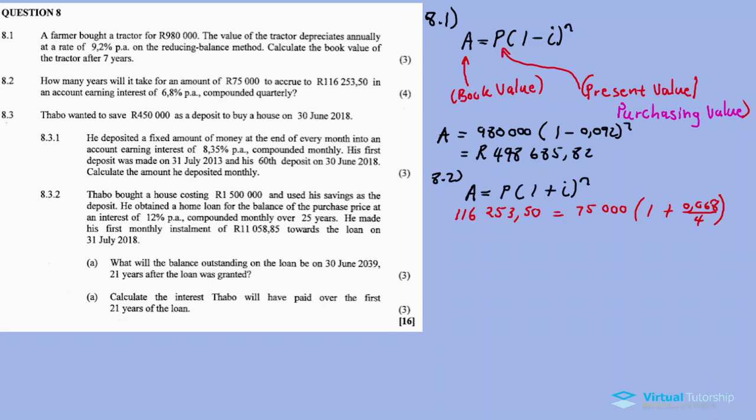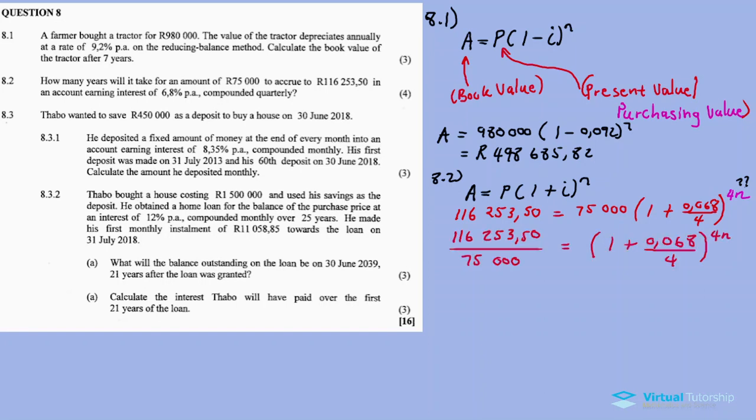After substitution, the accumulated amount or the accrued amount is this one, and then the present amount is this one. 1 plus 0.068 divided by 4 because it's compounded quarterly, raised to exponent 4 times n. The n represents the number of years, right? It represents the number of years. So on the calculator, we divide both sides by the 75,000.